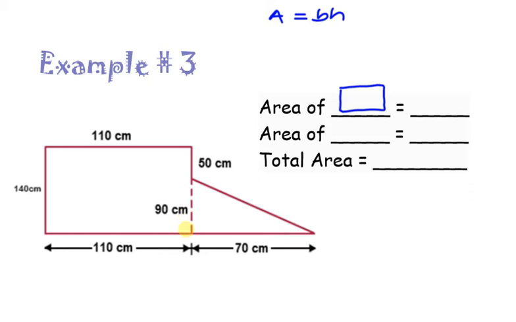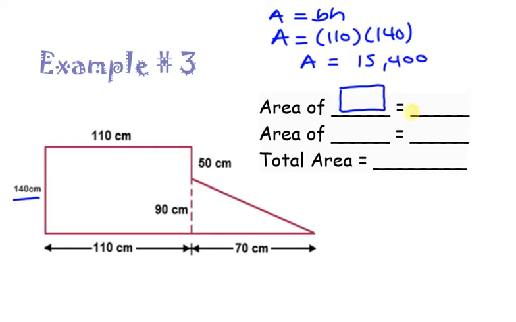Now, this 90 centimeters here is talking about a height, but it's only talking about the height of the triangle. You'll notice that if you take the 90 centimeters plus this 50 centimeters, it's going to give you this 140. So our area is going to be a base of 110 times a height of 140. And when you multiply those two together, it's going to give you 15,400 centimeters squared.